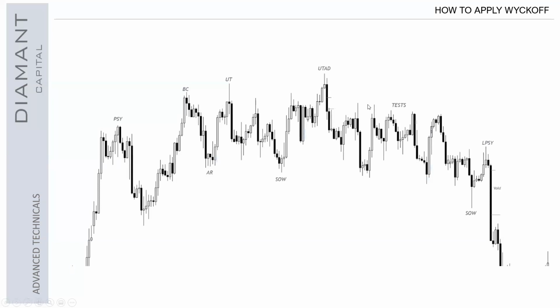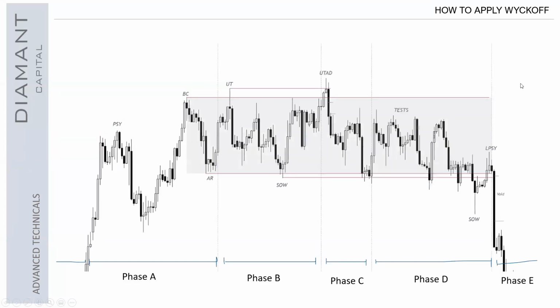And these tests were so perfectly mitigating every single time. Honestly, the amount of entries you could have got in the schematic was insane, especially from the 1 hour entering on the 1 minute, 5 minute, insane entries. So just identifying the phases.